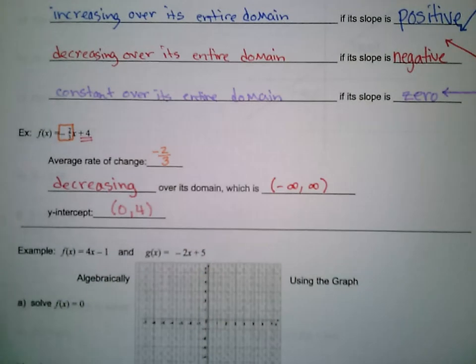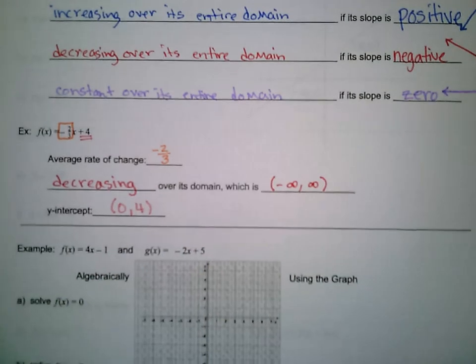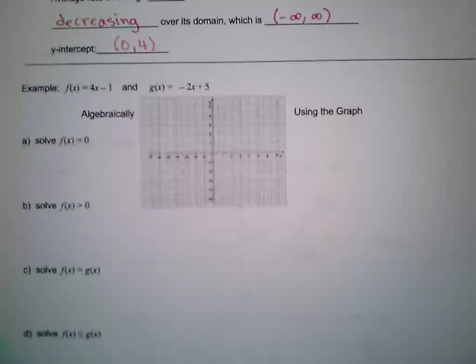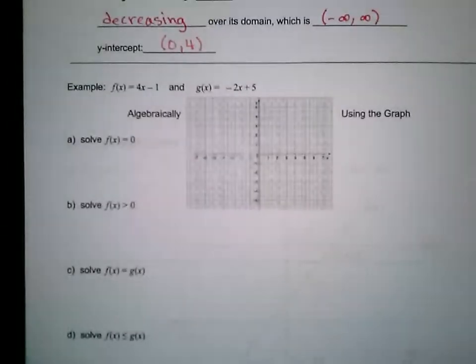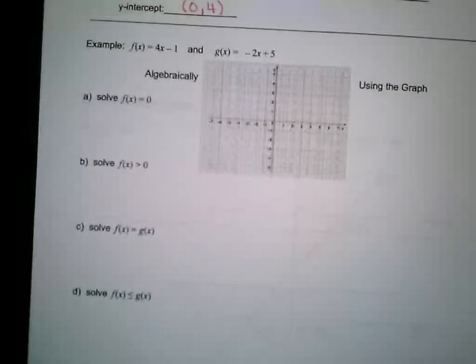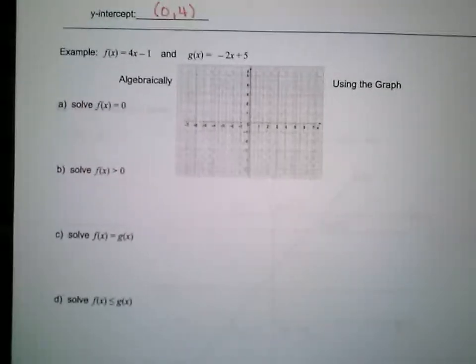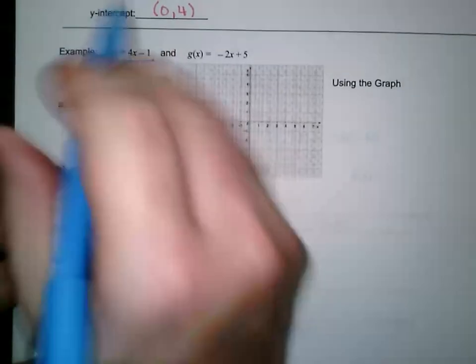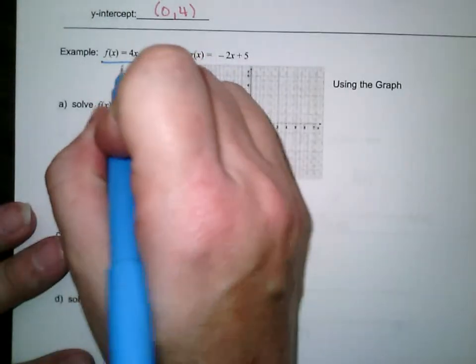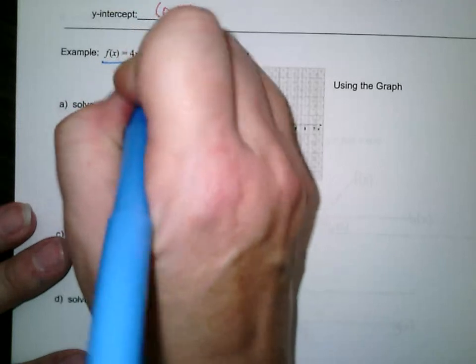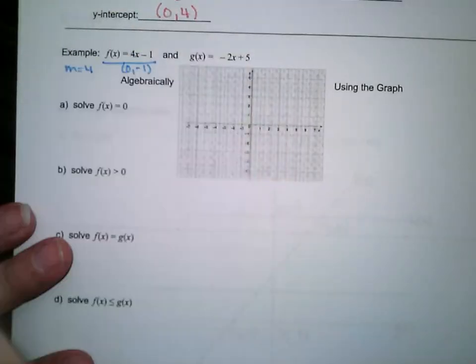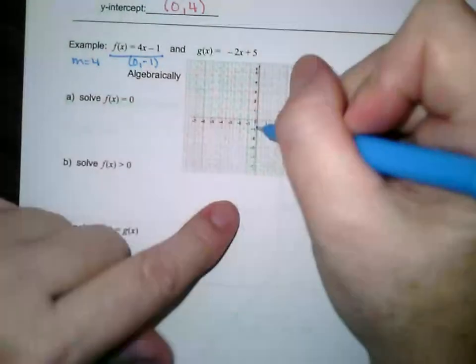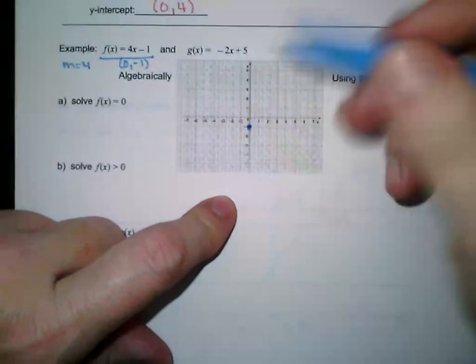Okay, now we need to look at solving some equations. We're going to solve them algebraically and we're going to solve them graphically. So I guess the first thing we should do is probably graph these two functions. We'll graph f of x equals 4x minus 1. That, of course, is a line. Its y-intercept is 0, negative 1, and its slope is 4. So we'll start with a y-intercept at 0, negative 1, and we'll use a slope of 4.